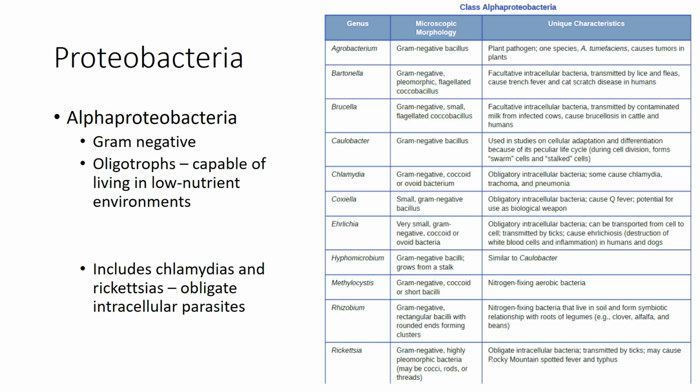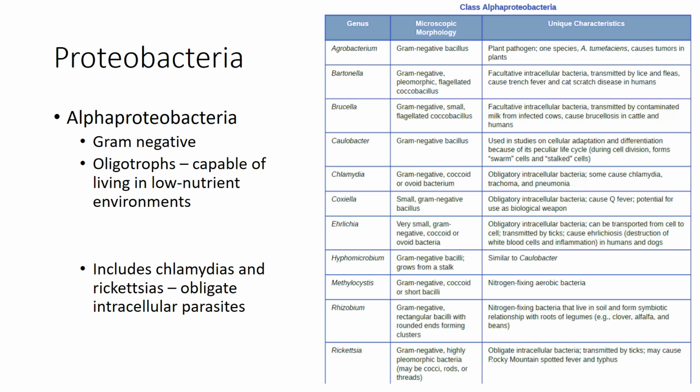So as we go through our gram-negatives, our first group are the proteobacteria. Within the proteobacteria, we have the alpha group. The alpha group, again, of course, are all gram-negative and are capable of living in low nutrient environments. So there's a table here showing you quite a few of the alpha proteobacteria, but I've tried to highlight on each slide some of the important ones. So the chlamydias are important. We'll study those as we go through STDs. And then the rickettsias are going to be important as well. These cause things like typhus, Rocky Mountain spotted fever. So we'll study those as we go through the course.